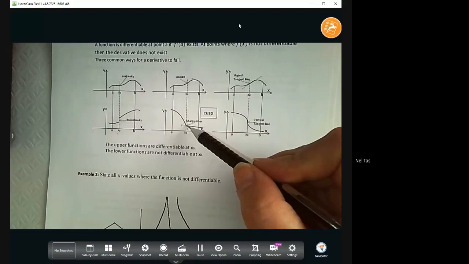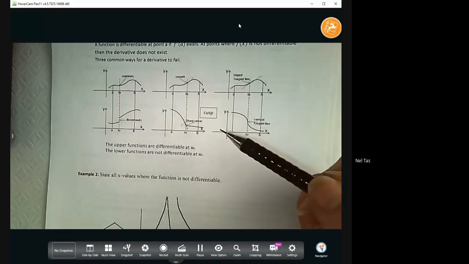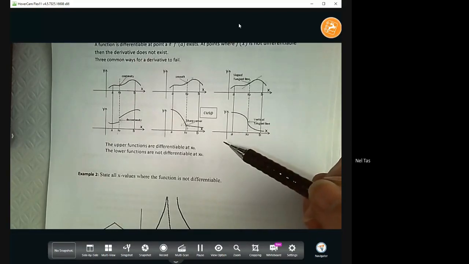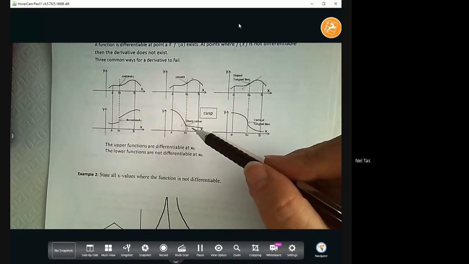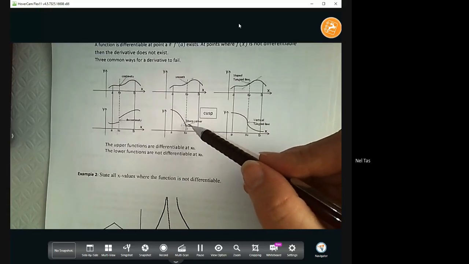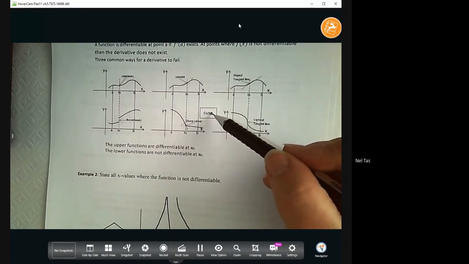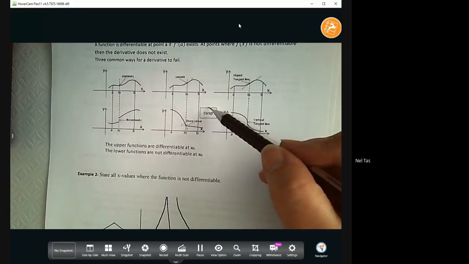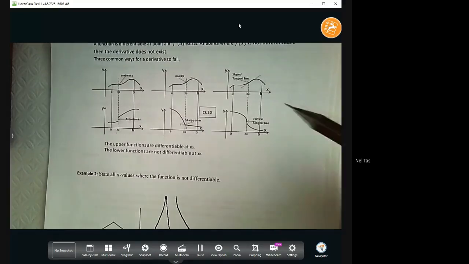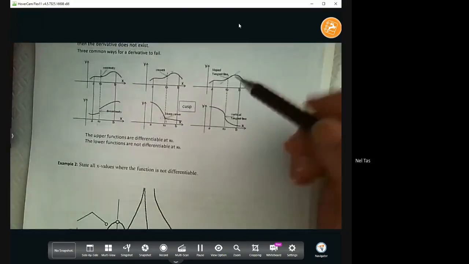One of the functions that you know has a sharp corner, which you will probably remember, is the absolute value function. Absolute value functions have a sharp corner at the vertex, so they are not differentiable at those points. We call those sharp corners cusps. Let's look at the third way.